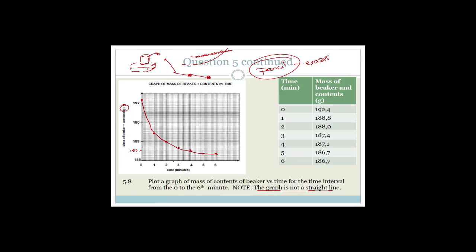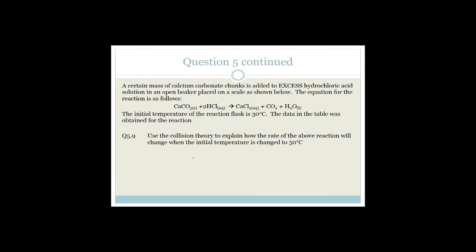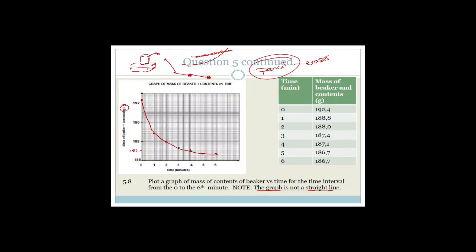Okay, so that there is your graph, and it's worth 4 marks because of the fact that there are marks allocated for one, plotting all the points correctly, and two, for drawing your best fit line. Now, just to go back for a second, if you had to look at this, what would we say?